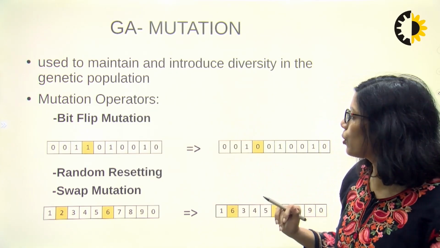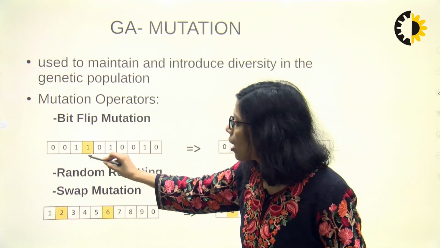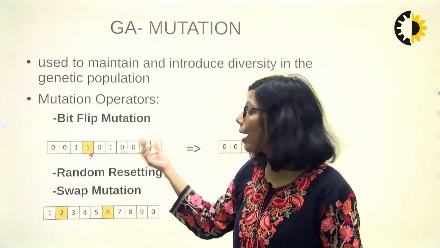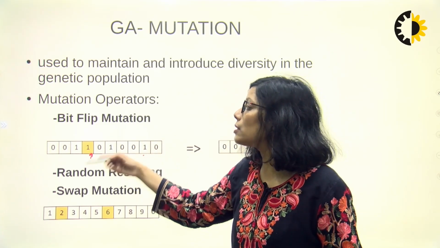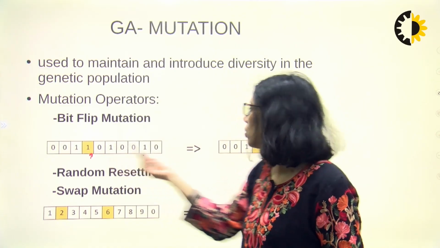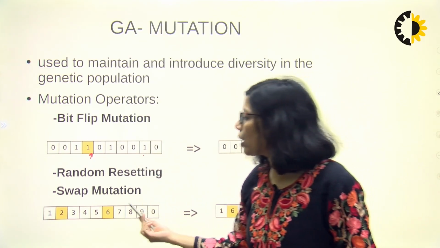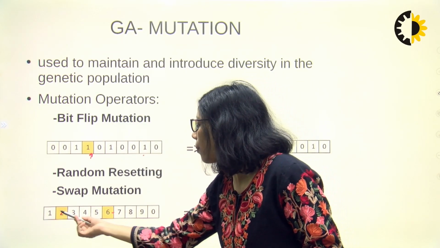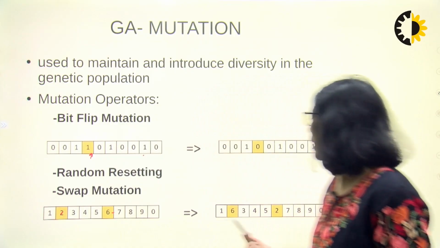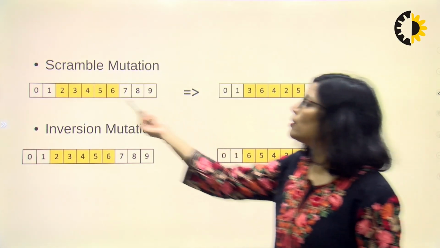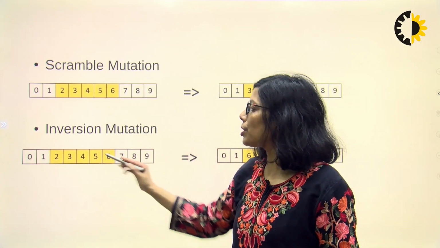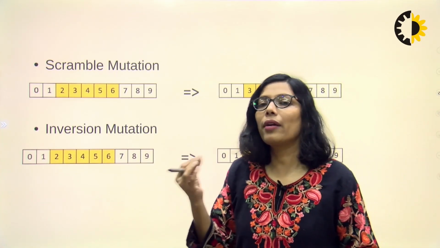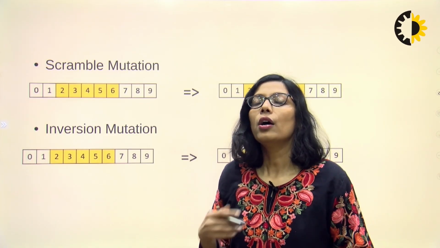Now in bit flip mutation, this is my solution. This is a binary encoded solution and I have to do the mutation. I will just flip one gene, that is 1 to 0. In swap mutation, I can exchange the values of the 2 genes. From 2, I will get 6, and from 6, I will get 2. Then scramble mutation will just scramble them. Then inverted mutation will invert the values. So this is how we are performing some random tweaks in my solution in the hope that I will get the best solution.